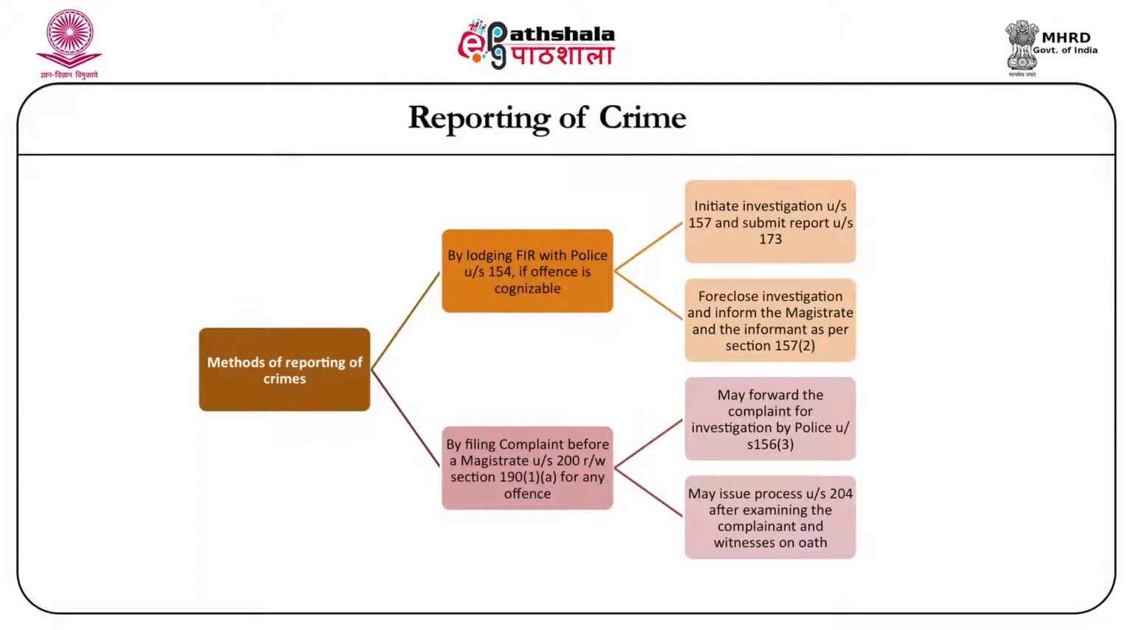Now, methods of crime reporting. We will discuss the methods prescribed under the Code of Criminal Procedure for reporting a crime. In particular, the Code of Criminal Procedure provides for two ways of reporting of crime. The first and foremost is by registering an FIR under section 154 subclause 1 of the code. The second way is by filing a complaint before a magistrate under section 200 read with section 191A of the code.